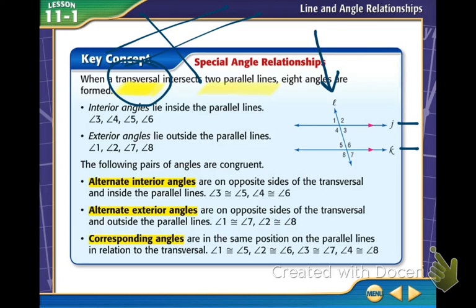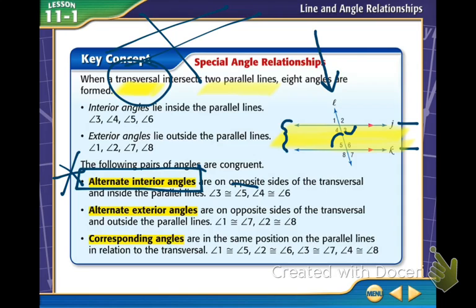First, let's look at what happens when we're just looking at the inside of the two parallel lines, right inside there. Okay, we're going to have alternate interior angles that we're looking for. They're on opposite sides of the transversal, and of course inside those two parallel lines. So if they're on opposite sides of the transversal, look at 3 and 4. They're on opposite sides of that line cutting across, and they're inside the parallel lines. So they are called alternate interior.